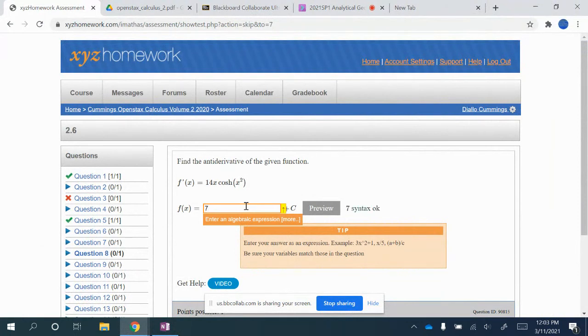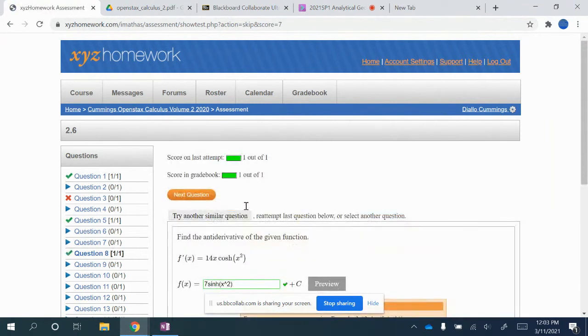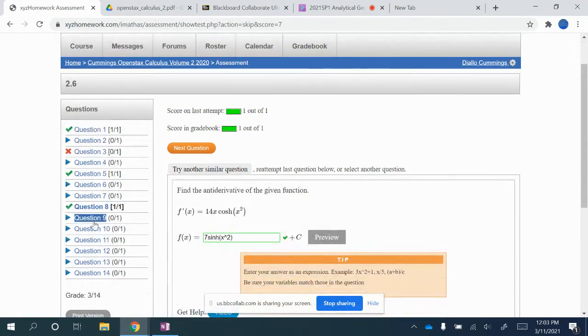So we have 7 times the hyperbolic sine of x squared, and we're given plus c. Right? Okay, so for problem number 8, we still made a substitution.